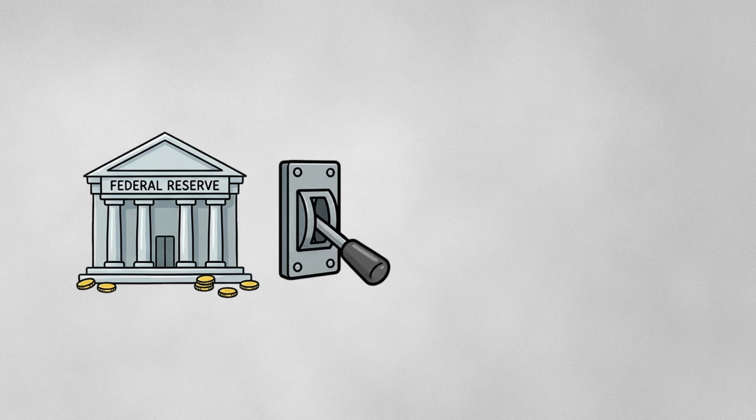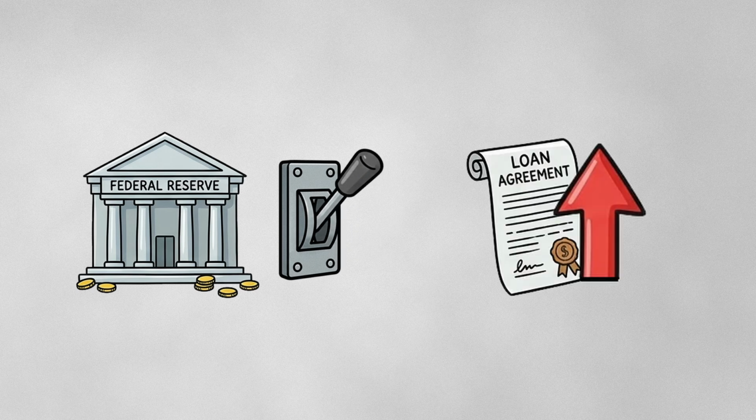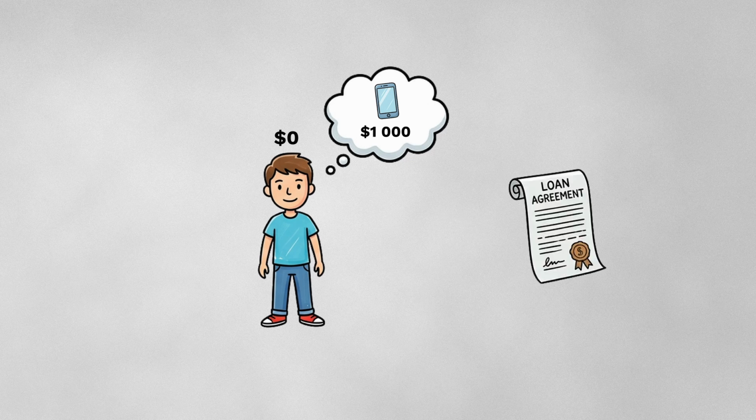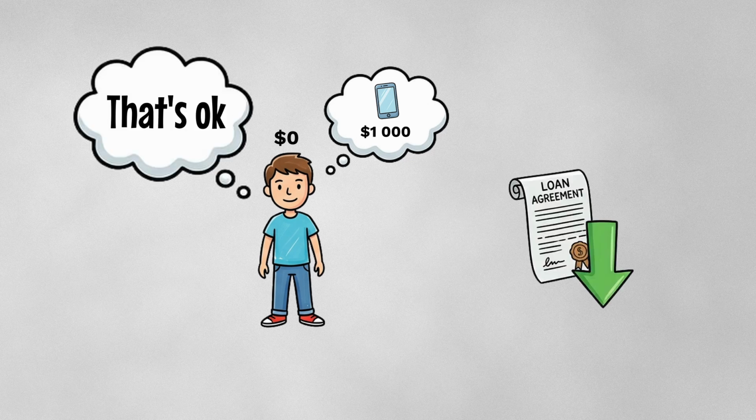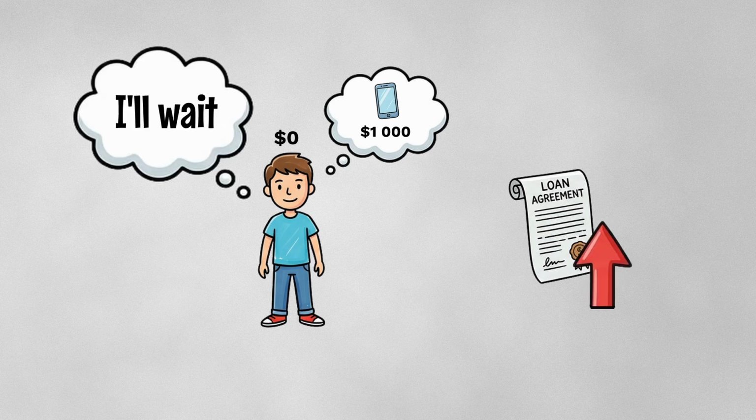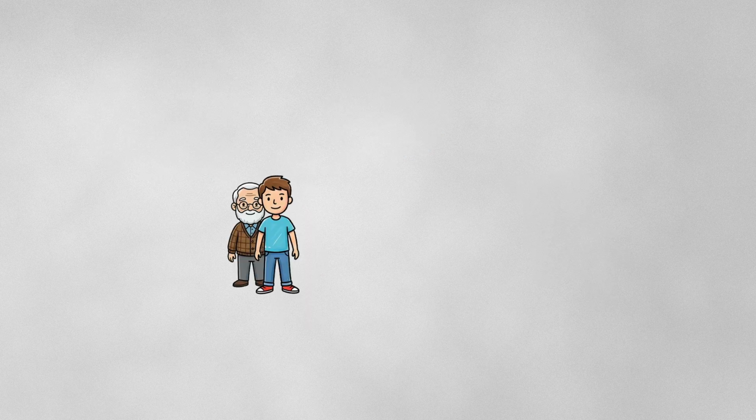When the Fed raises interest rates, borrowing becomes expensive. Let's go step by step. Imagine you want to buy a new phone for $1,000. You don't have the money, so you consider using a credit card. If the interest rate is low, you think, fine, I will buy it now and pay later. If the interest rate is high, you think, maybe I should wait. This is too expensive.